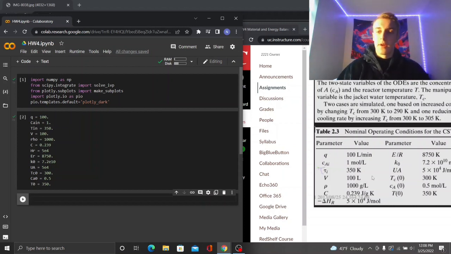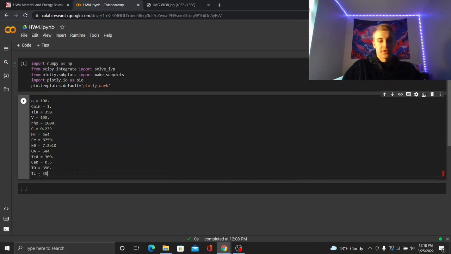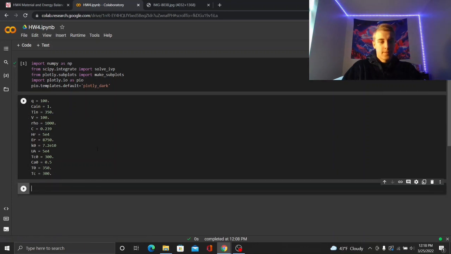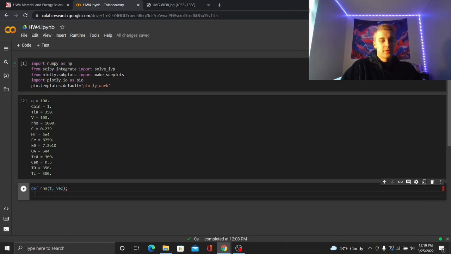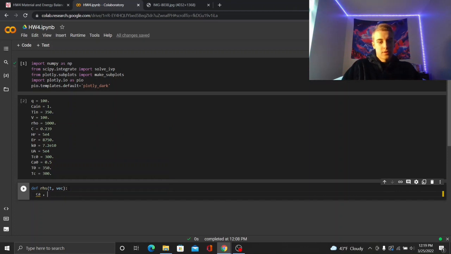Alright, so I think that's all the initial values that they give us for this problem. One more thing that I forgot that we need is our variable that we'll be changing, which is Tc, and we're just going to start that at 300. So now we can define a function, and we're just going to call it RHS for the right hand side of these equations that we made. And we're going to be inputting time and then some vector of multiple things. And now we can unpack that vector, and it will be the concentration of A, which I'm going to do lowercase, and temperature will equal that vector.